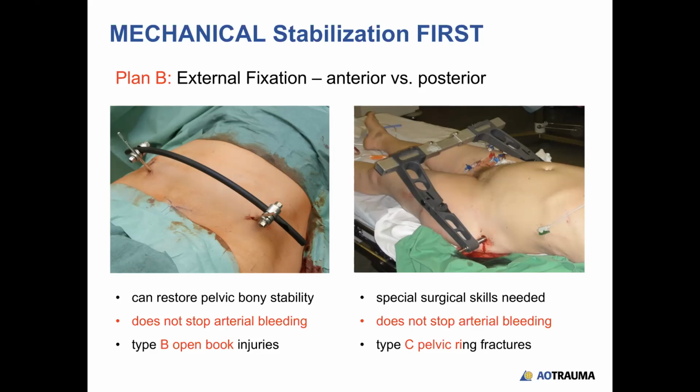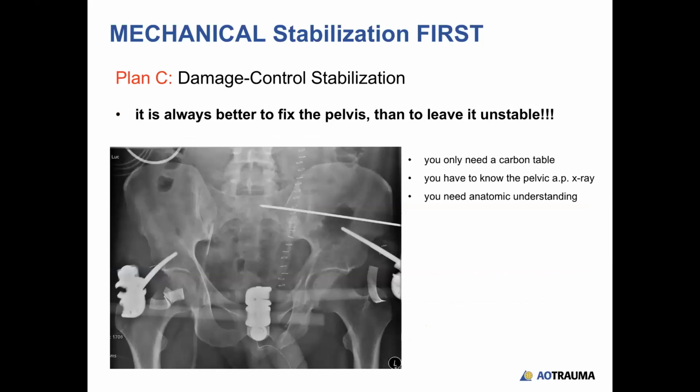This was the reason why the pelvic C-clamp was developed. It was already published in 1964. But you need some special surgical skills. It does not stop arterial bleeding, and it's optimal for type C pelvic ring fractures.